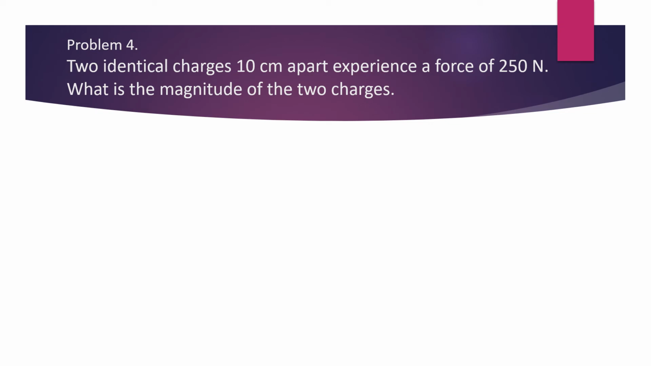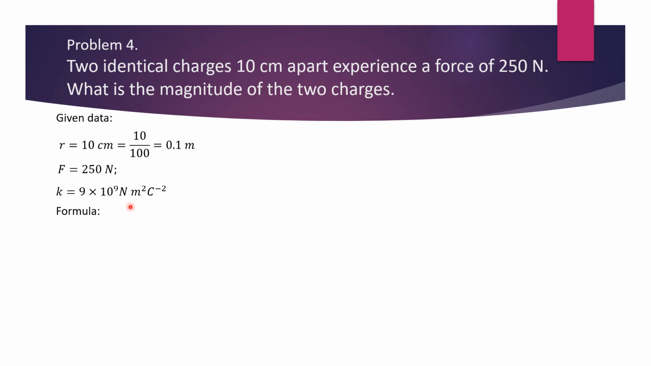Problem 4. Two identical charges 10 cm apart experience a force of 250 Newton. What is the magnitude of the two charges? Now the given data is distance R is given 10 cm, converting it into meters, 10 over 100 is equal to 0.1 meter. Now force F is given as 250 newtons and K we know that it is 9 into 10 power 9 Newton meter square per coulomb square.